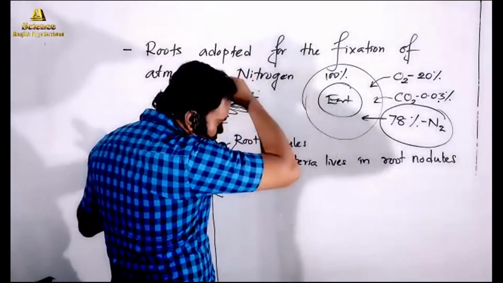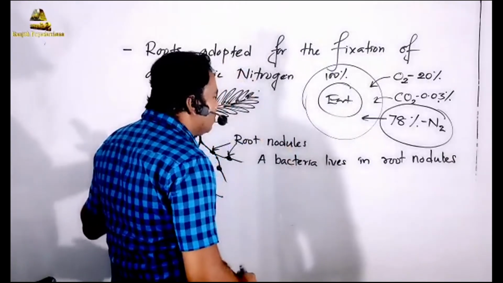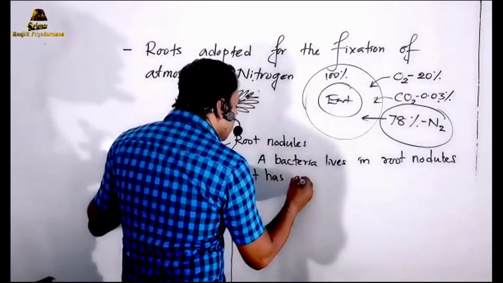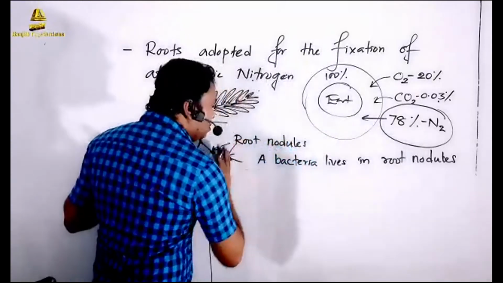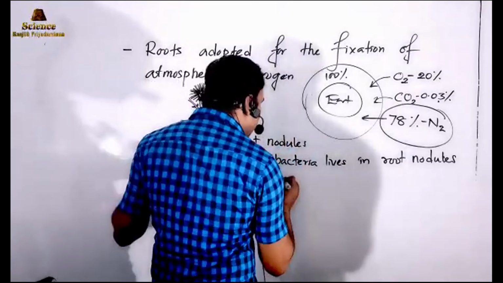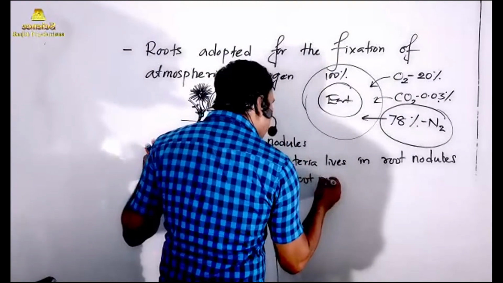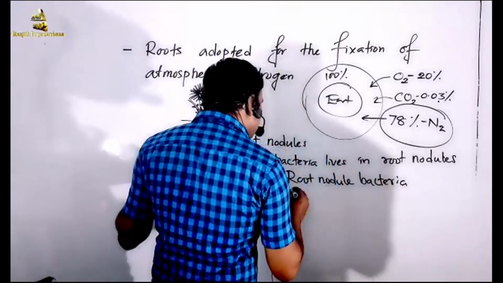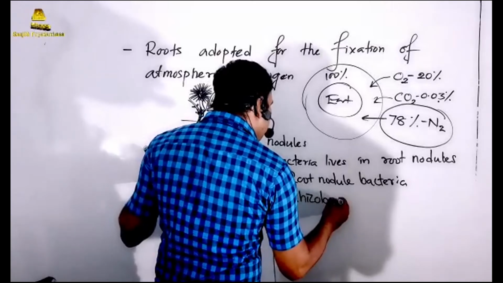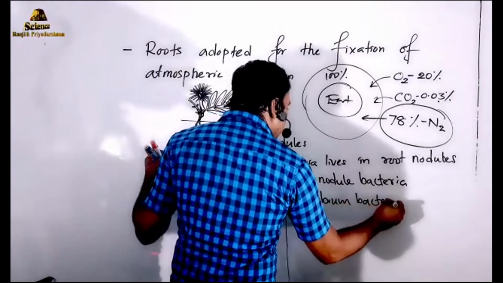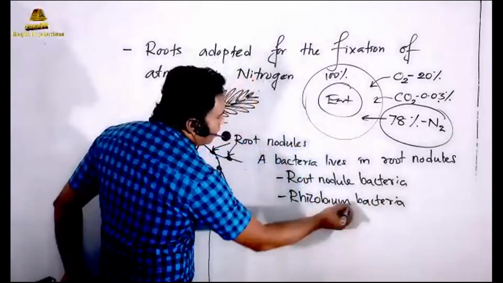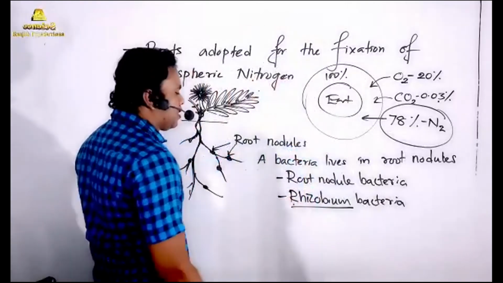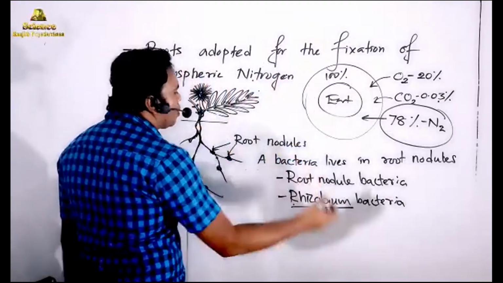Okay, so that's overexposing. Bacteria lives in root nodules. What is its special ability? It has a special ability. A bacteria lives in root nodules. So what's that? You can call it root nodule bacteria, or you can call it rhizobium bacteria. There are two names you can tell. One is rhizobium. The other one is root nodule bacteria. Okay, let's use rhizobium bacteria. Rhizo means root. Rhizobium bacteria.